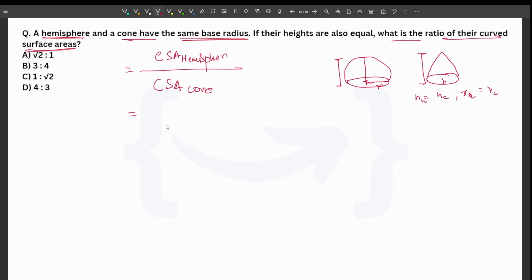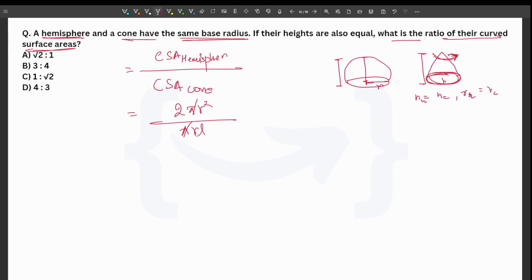Don't you think the curved surface area of the hemisphere is 2 pi RL? Isn't it? Are you sure? No, it is not. It is 2 pi R square, the hemisphere's curved surface area. For the cone, the curved surface area is pi RL, which is very easy because pi R is the perimeter and L is the slant height, so L would be there.